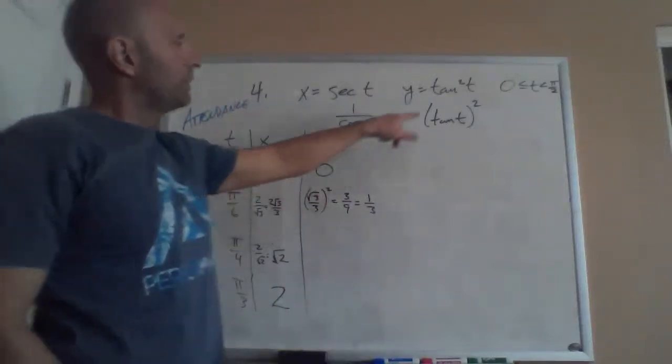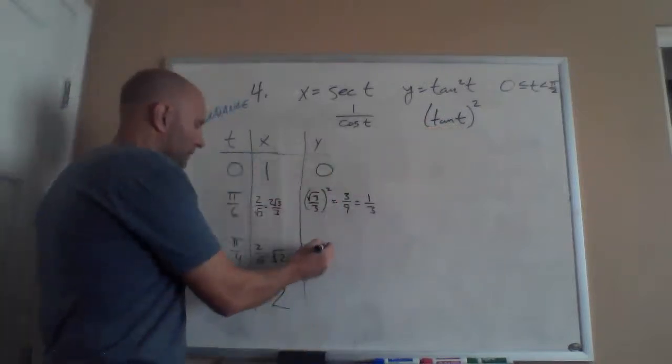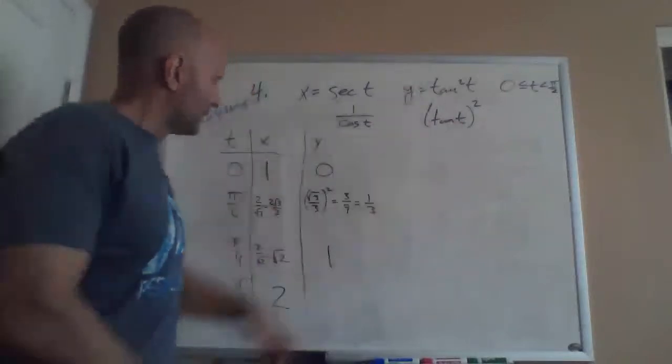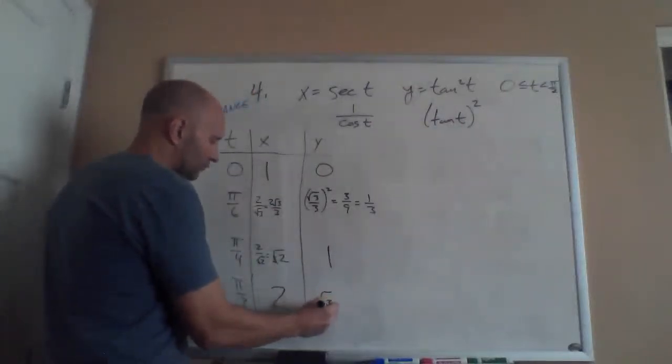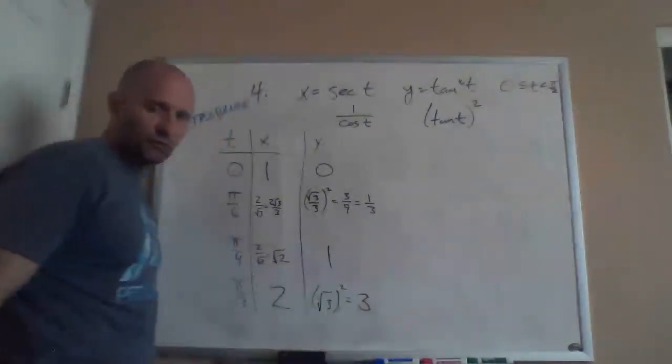Pi over 4, tangent of pi over 4 is 1. 1 squared is 1. And pi over 3, tangent of pi over 3 is square root of 3. Square that, just becomes 3.